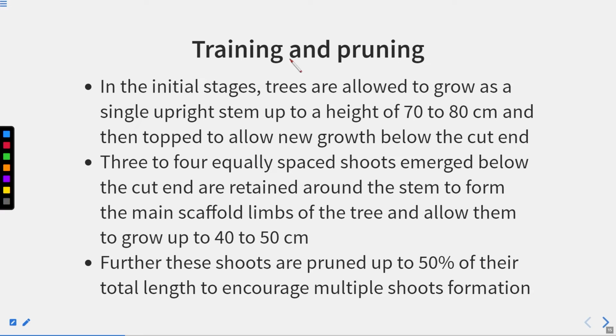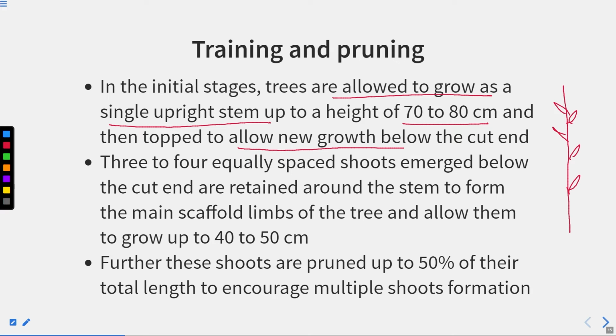Training and pruning. In the initial stages, trees are allowed to grow as a single upright stem up to a height of 70 to 80 centimeter. So at the 70 to 80 centimeter, the plant grows like this, and then it is stopped to allow new growth below the cut end. So here, when it is cut, then new branches can emerge out like this, right? So 3 to 4 equally spaced shoots emerged below the cut end and are retained around the stem to form the main scaffold limbs of the tree and allow them to grow to 40 to 50 centimeters.